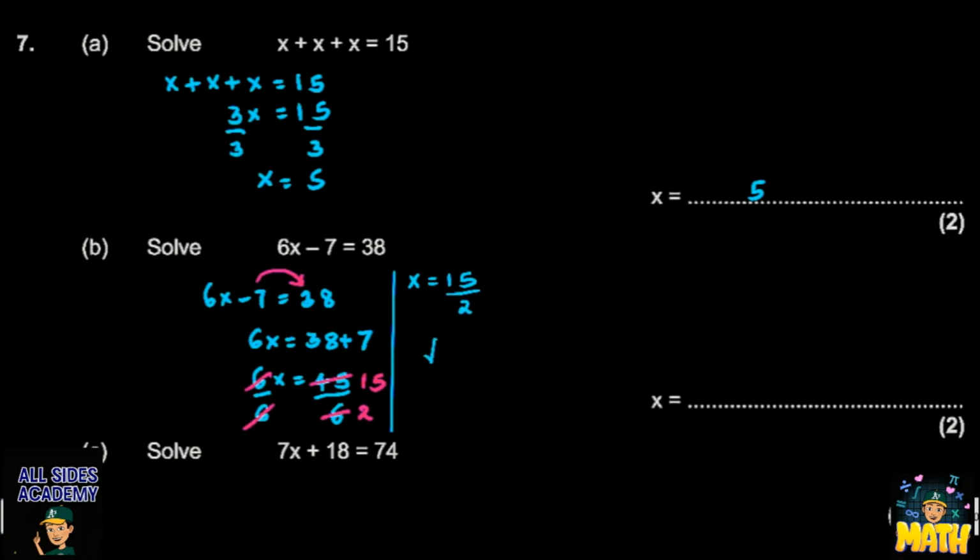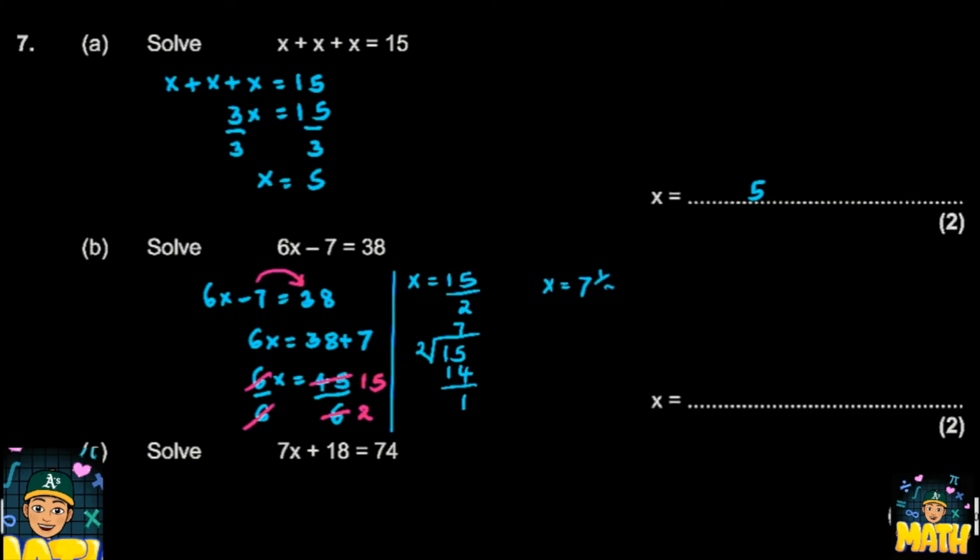So you can divide that using the long division. 2 goes into 15 7 times. 7 times 2 gives you 14, remainder 1. So we can write that as x equals 7.5.